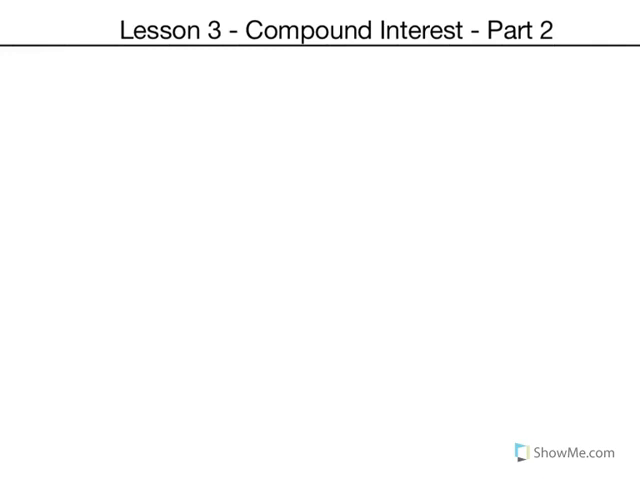Lesson 3, Compound Interest, Part 2. So we can use compound interest to look for different terms. It doesn't have to be for the future value. We can also find the principal, the rate, and how many terms.